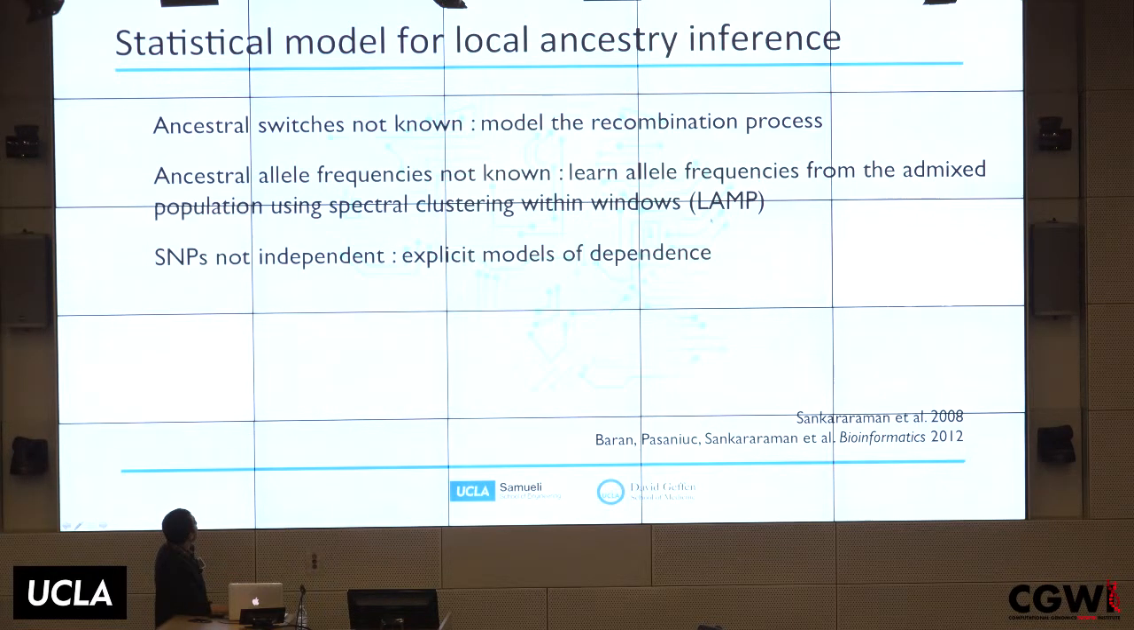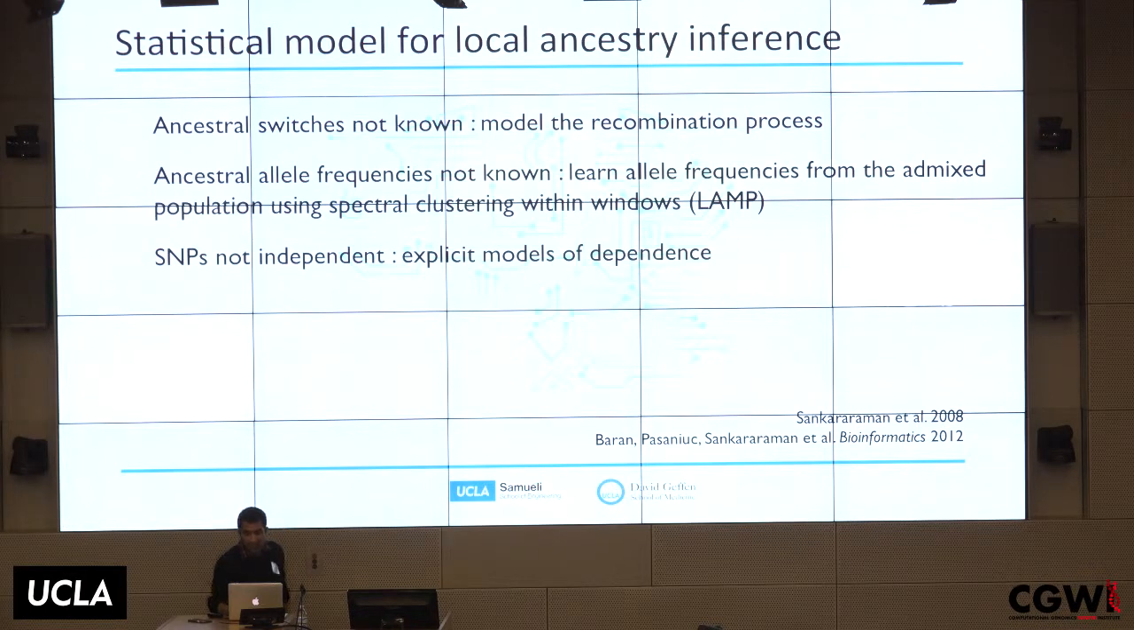The third complication is that the SNPs that we see along the genome are not all independent. There is correlation amongst these SNPs, and that needs to be modeled when we are making these inferences. So now I'll tell you a little bit about how we model that, and that's an extension to LAMP, which is called LAMP-LD. The methods are described in these papers that we published a while back.